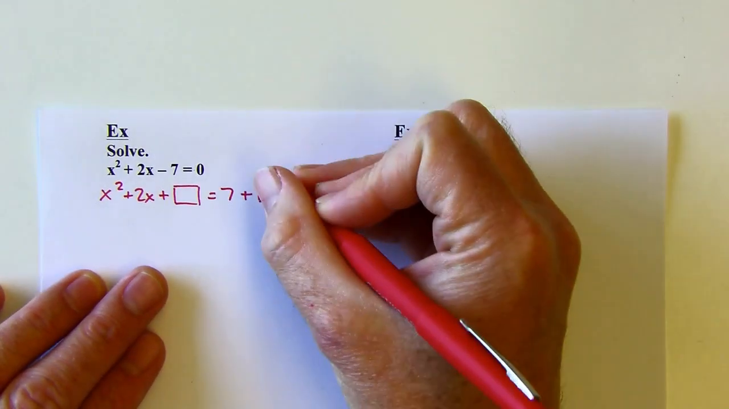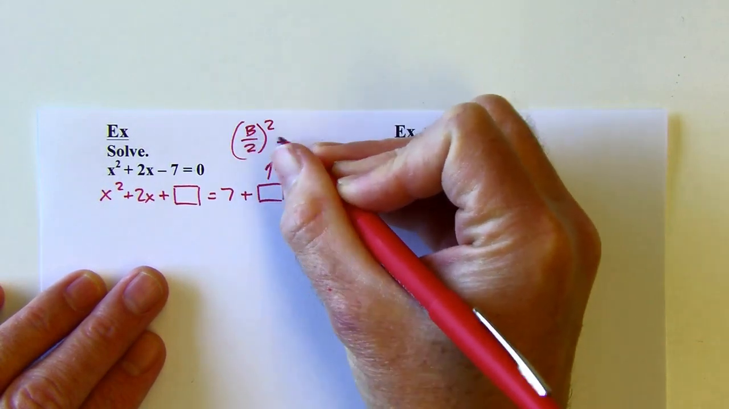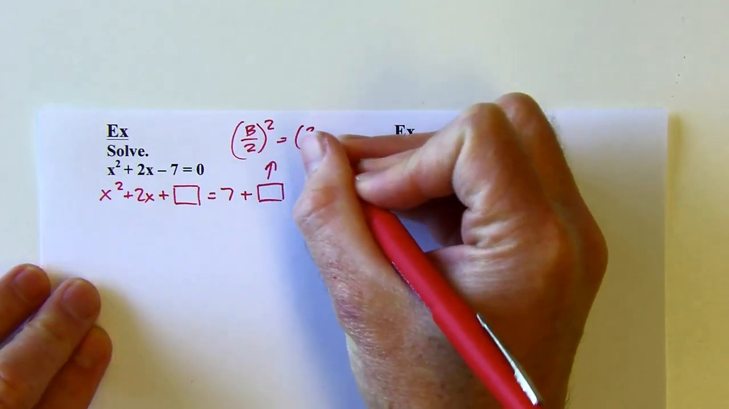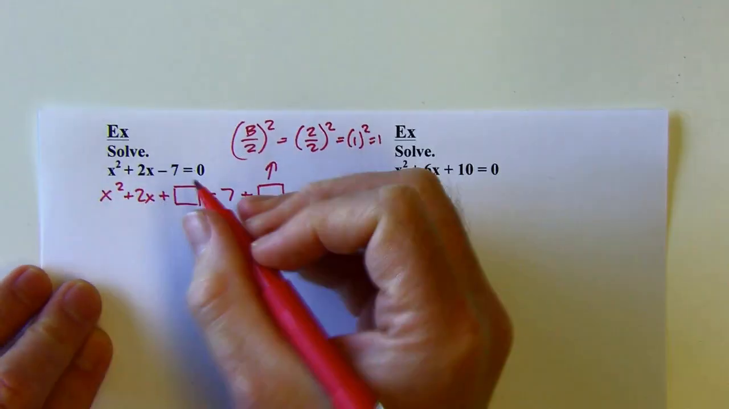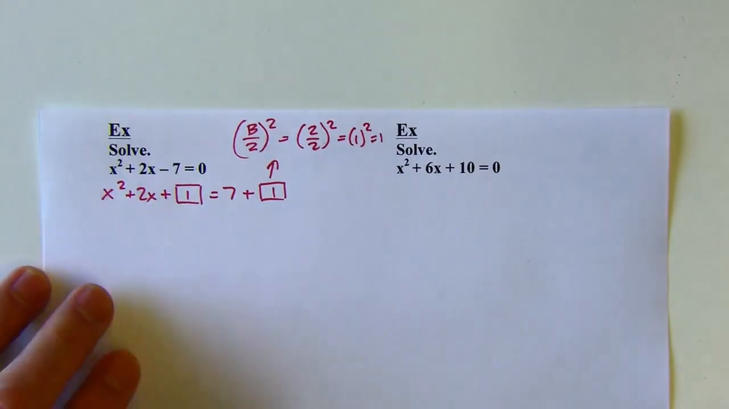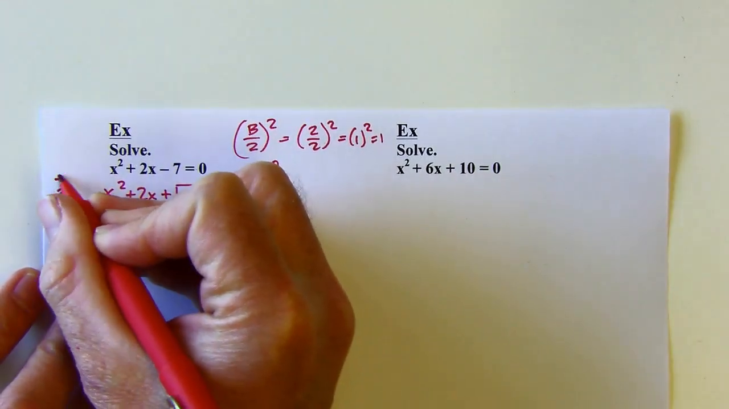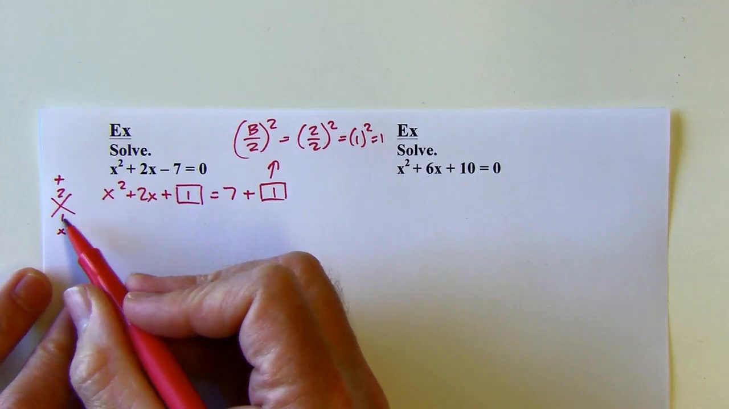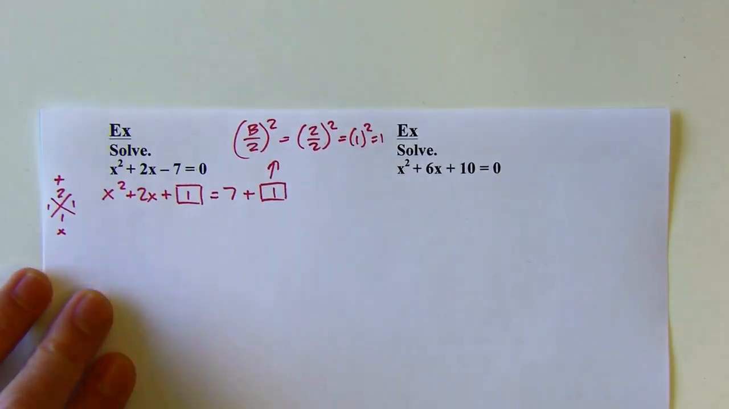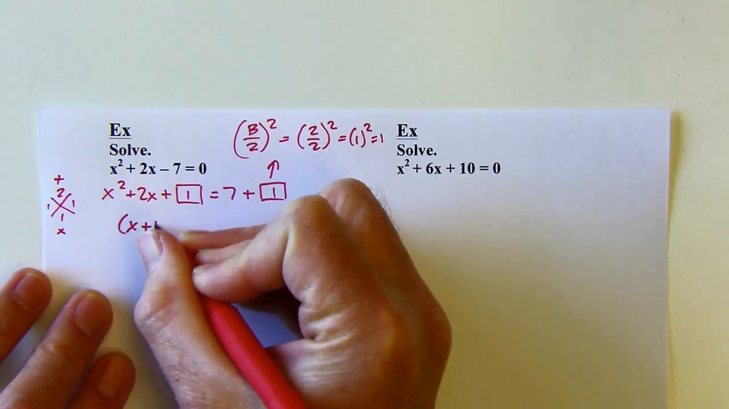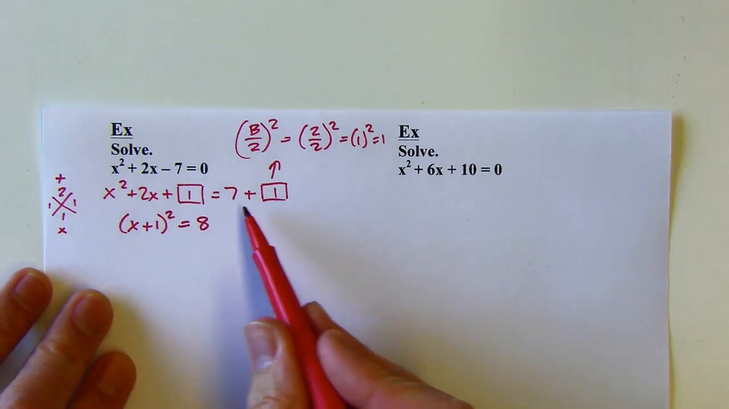So I'll do my work up here. B over 2 squared. B here is going to be 2. So 1 squared is 1. So my mystery number is 1. And so this should factor now into a perfect square trinomial. Multiplying to get 1, it's either 1 times 1 or negative 1 times negative 1. And the positives are going to work out there. So this is going to factor into x plus 1 times itself. That means I've got a perfect square trinomial. On the right, I just did the arithmetic.